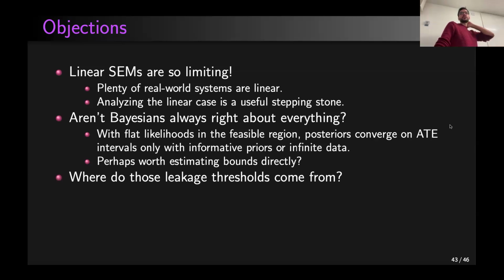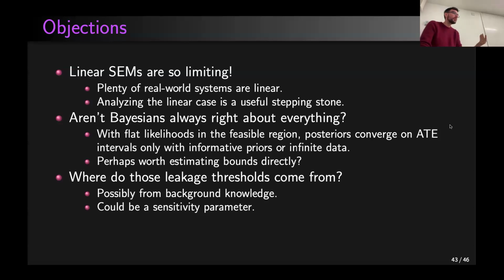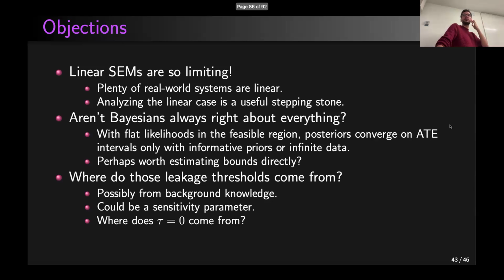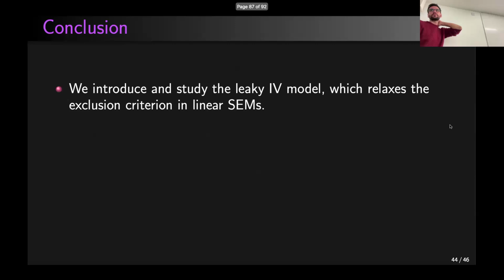And the last one: I think we need to consider these leakage thresholds, right? Because if you choose it poorly, you do get invalid bounds, and that's a problem. I think it's possible that in particular cases, background knowledge will suffice here, that you can just know that the correlation cannot be outside of some range and leakage can't be outside of some range. You could also think of this as a sensitivity parameter. You can try a range of values and see how sensitive outputs are to that. And finally, I would push back and say, if that's a problem for me, surely it's a bigger problem for two-stage least squares, which just goes out and declares that tau equals 0. Where does that come from? That is itself an assumption that I think needs to be pushed back on.